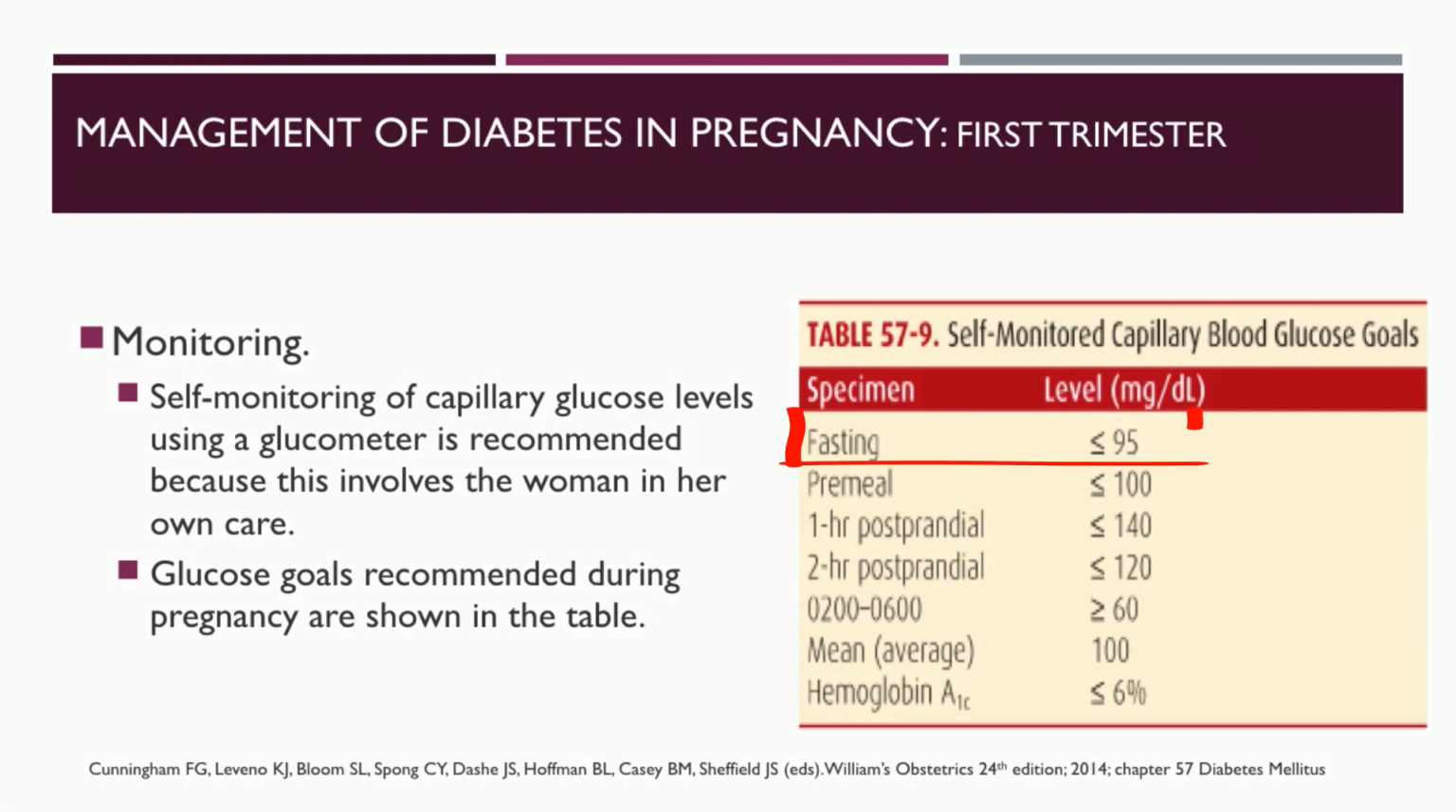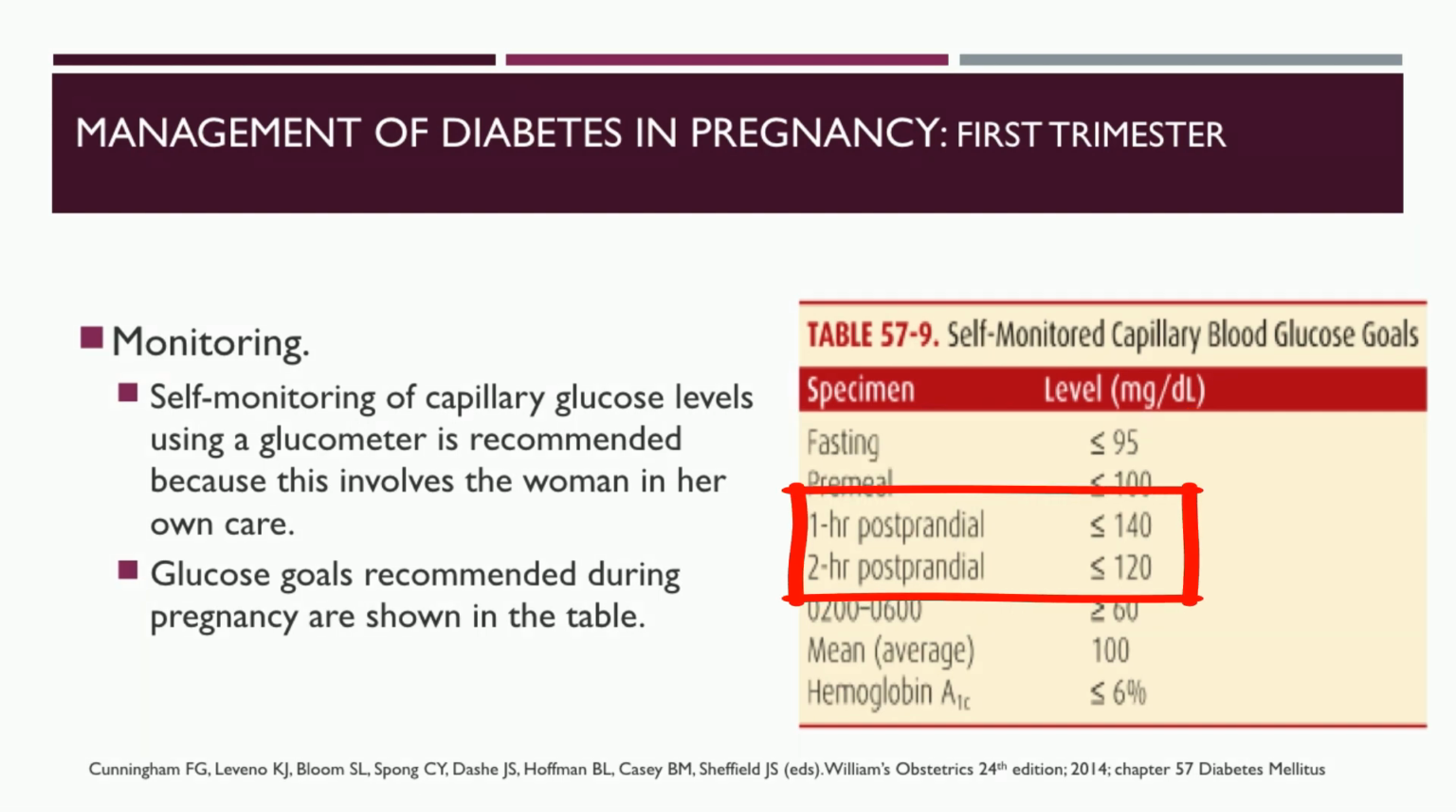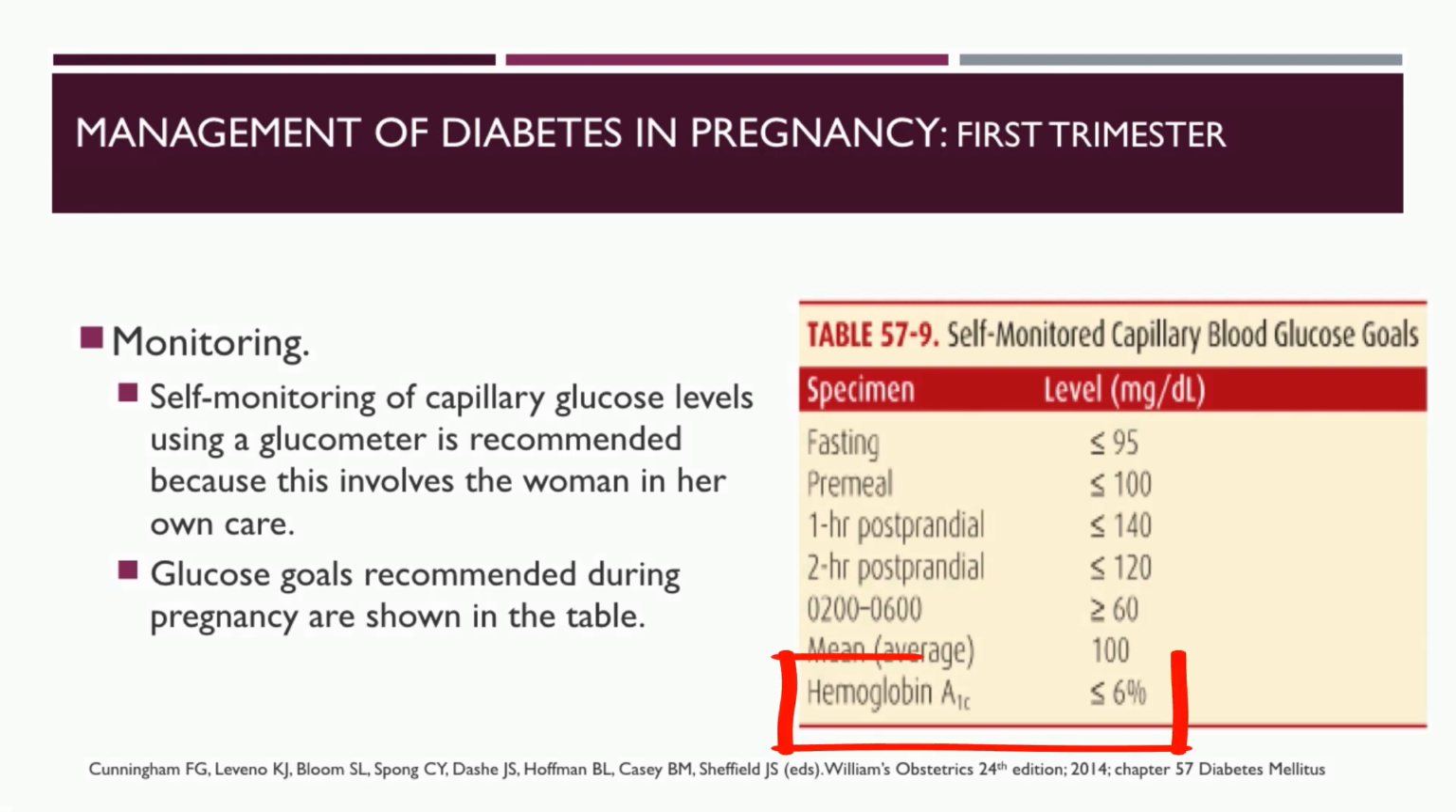So for fasting, our goal is less than 95 milligrams per deciliter of blood glucose. Now for the 1 hour postprandial, our goal is blood glucose of less than 140 milligrams per deciliter, and a 2 hour postprandial goal of less than 120 milligrams per deciliter. And the goal HbA1c is less than 6%.